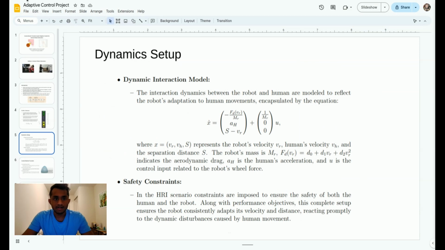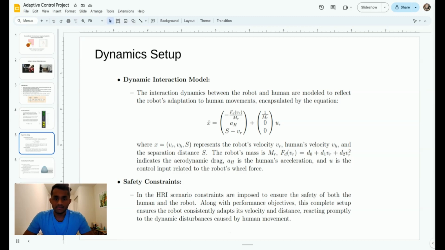In our case, we develop a dynamic system using a dynamic interaction model where the equations of motion are given by this set of equations, where VR, VH, and S are the robot's velocity, human's velocity, and the separation distance respectively. MR is the robot's mass, FT denotes the aerodynamic drag, AH is the human's acceleration, and U is the control input of the robot. We need to make sure that the human robot interaction scenario constraints are imposed to ensure the safety of both the human and robot. We also need to make sure that we are able to achieve the given performance objectives.